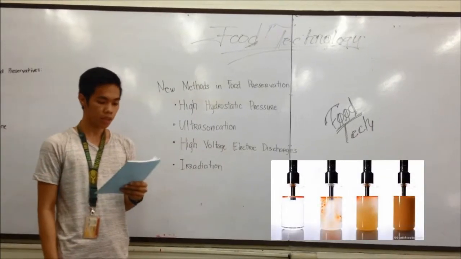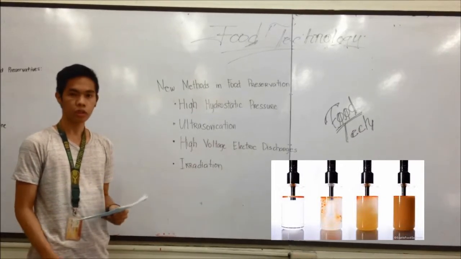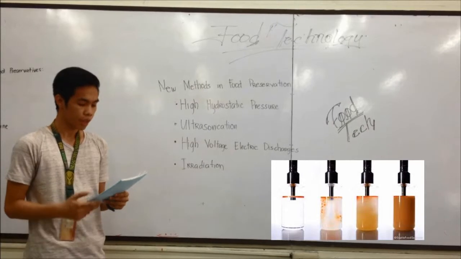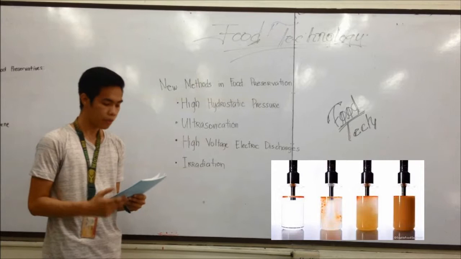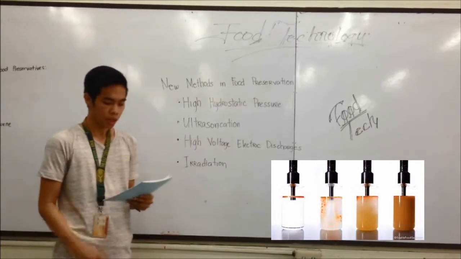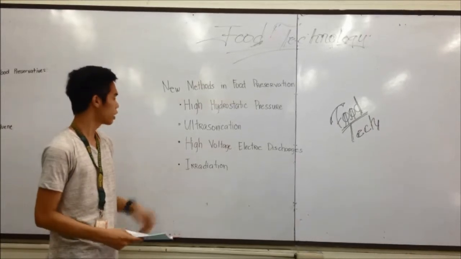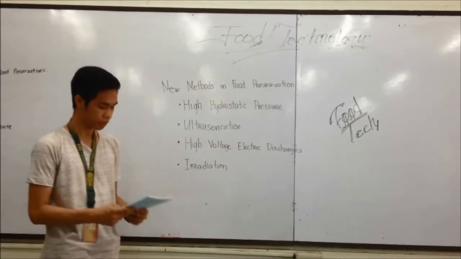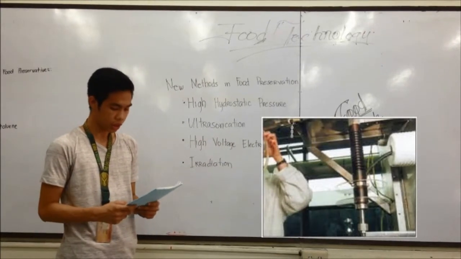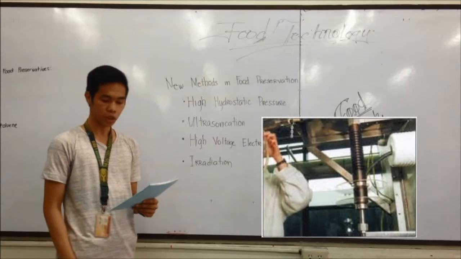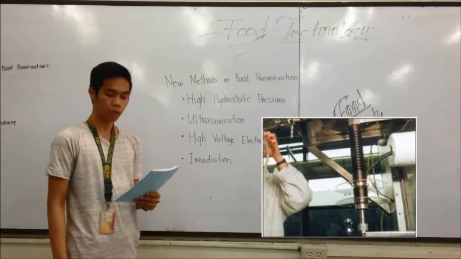The next one is the ultrasonication. Ultrasonication at high enough intensities has long been known to inactivate vegetative bacteria and to reduce the heat resistance of spores. The effect is amplified by increasing the temperature. However, as the temperature increases, the relative magnitude of the amplification is reduced. Then, the high voltage electric discharges. High voltage electric discharges, or electroporation, are most effective for the inactivation of vegetative bacteria, yeast, and molds, while the spores are much more tolerant.